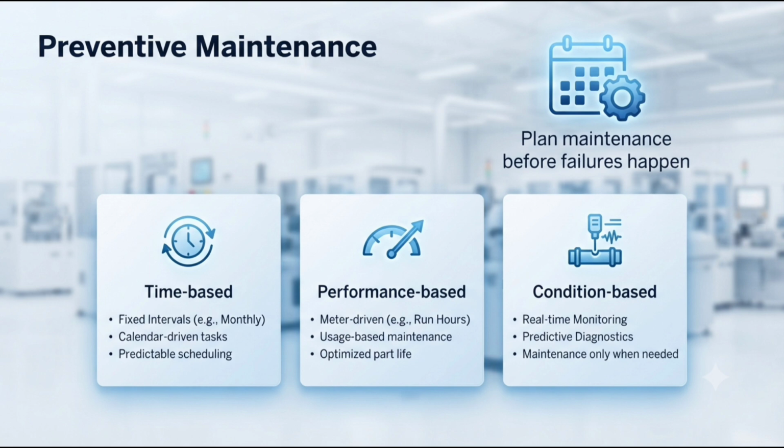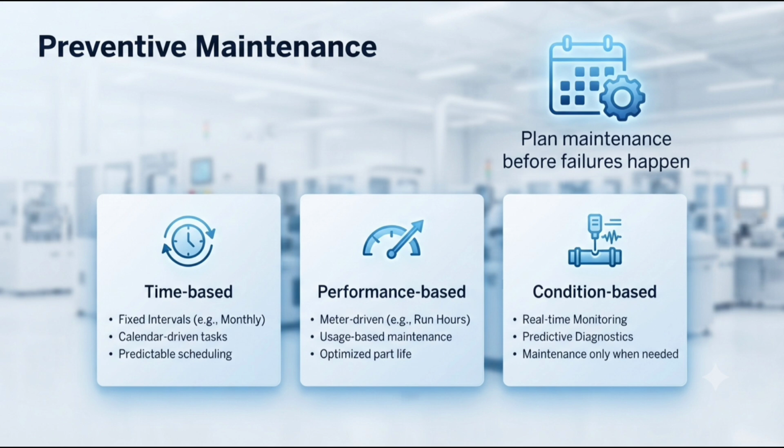Preventive maintenance focuses on performing work before equipment fails. In SAP PM, you can create maintenance plans based on time, performance, or condition. These plans automatically generate work orders at the right intervals.